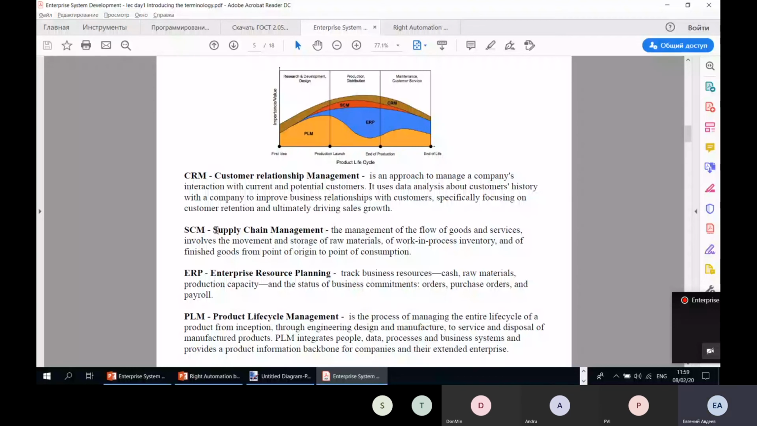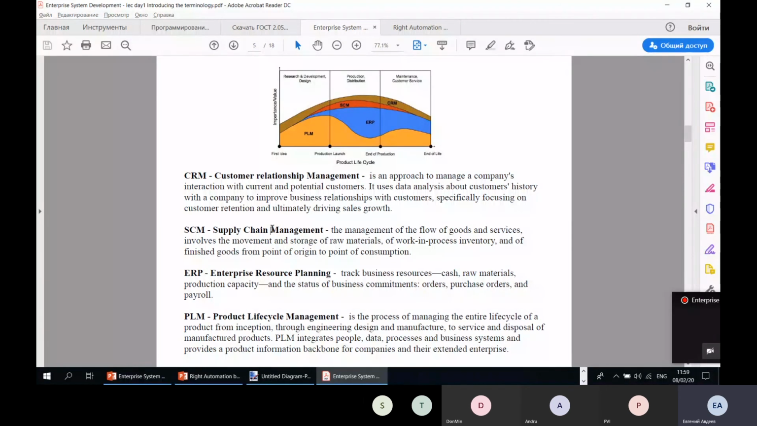Another system is supply chain management. When we make some production, or when we develop some product, usually, one more time I will tell, this is about some physical product, not information, we use the help of some suppliers, and we also have to organize work with them.